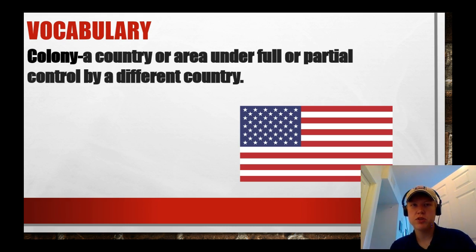Okay, a colony. A colony is a country or area under full or partial control by a different country. So America was a colony at one time. America has not always been its own country. The British controlled America for a long time, and when one country controls another country, or controls a different land area other than its own, then that land that country controls is called a colony. So before America became the United States of America, it was a colony. It was owned by other countries.